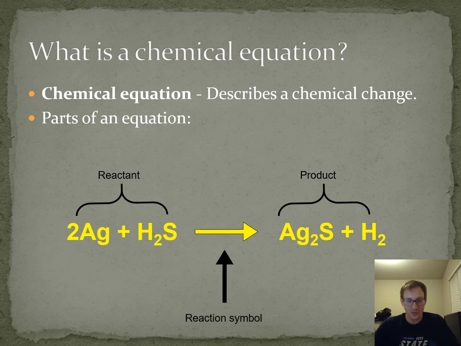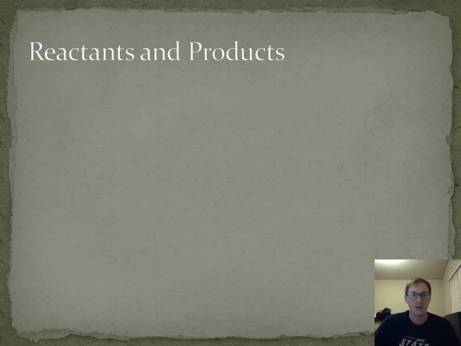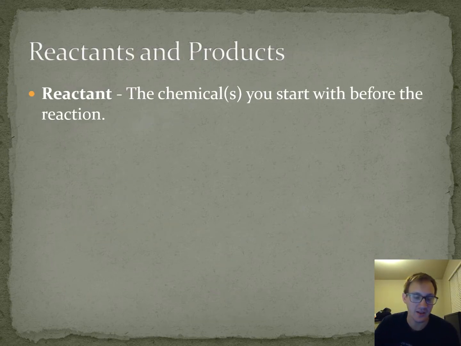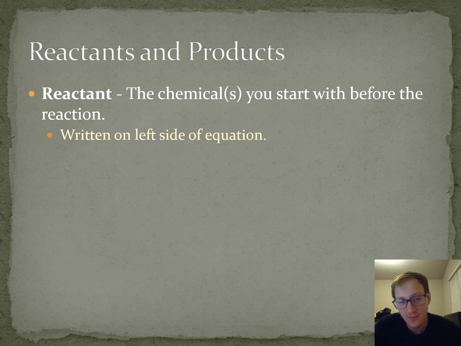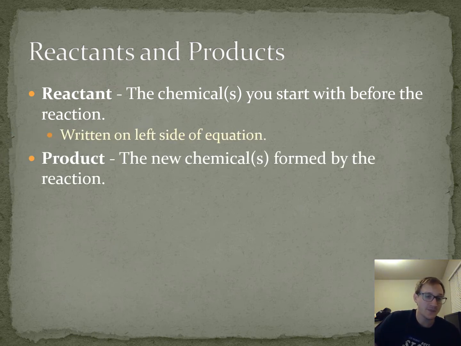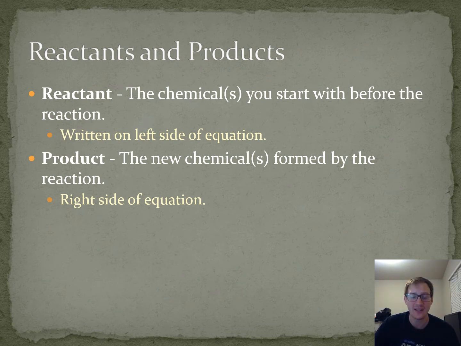So this reaction symbol is basically a big equal sign, so you can think of it as an equal sign, of adding these two together equaling something else. All right, so let's start with reactants and products. The reactants are the chemicals you start with before the reaction, written on the left side of the equation, and the products, the new chemicals formed by the reaction, are the stuff written on the right side of the equation.